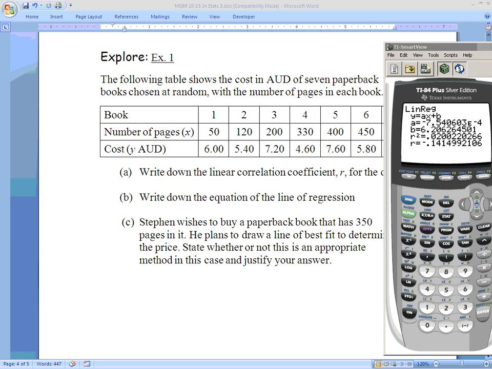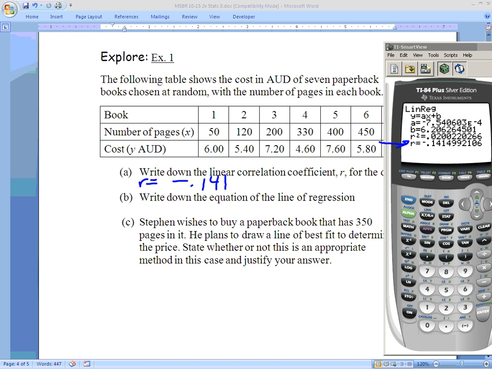Okay, sorry about that. So our correlation coefficient, I'm sorry, was this value right here, which is negative 0.141. That's our correlation coefficient, or R.